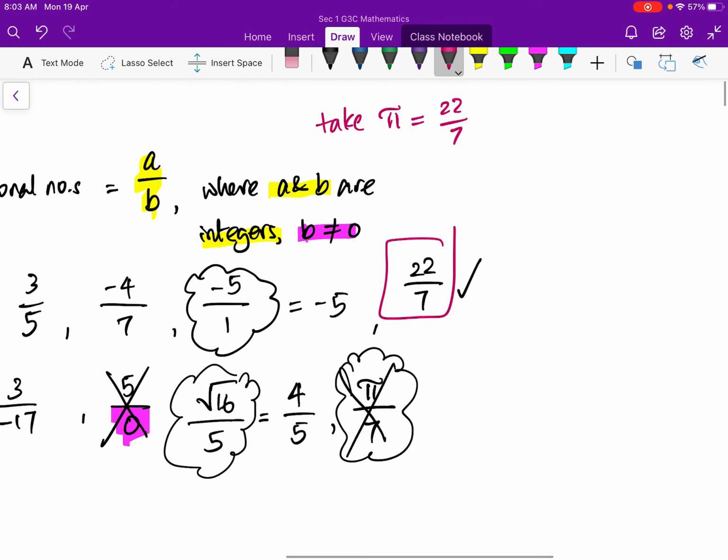Now, how about pi over 2 pi? Is this rational? Not rational? Why not rational? Which part doesn't satisfy?